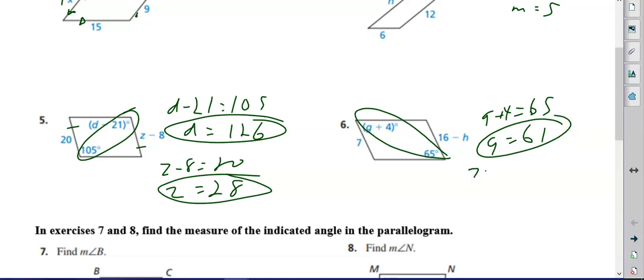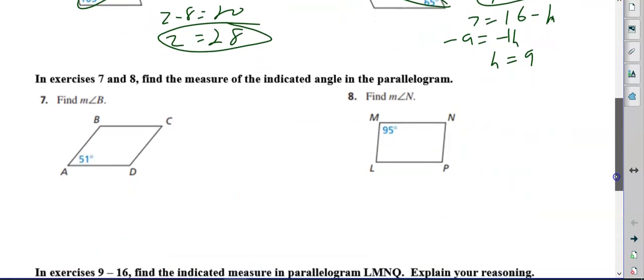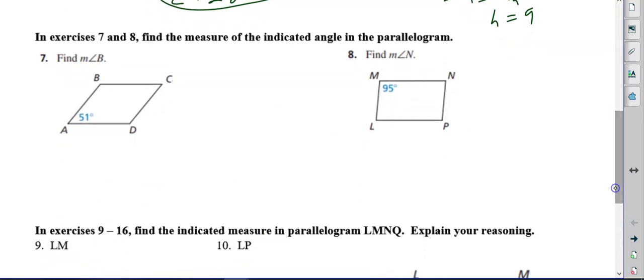Be careful here. 7 is equal to 16 minus H. Okay. When you subtract the 16, be careful. You still have a negative H. You might want to put a 1 there. Equal to 7 minus 16 is negative 9. Then when you divide by negative 1, H is positive 9. So if you think about it, 16 minus 9 is 7. All right.